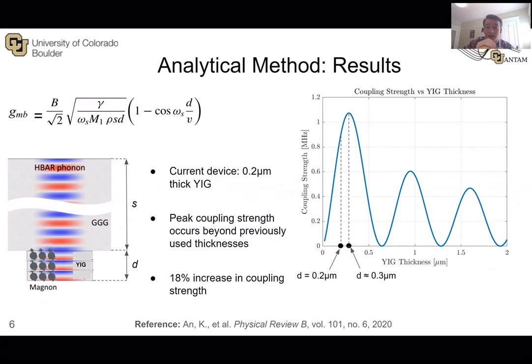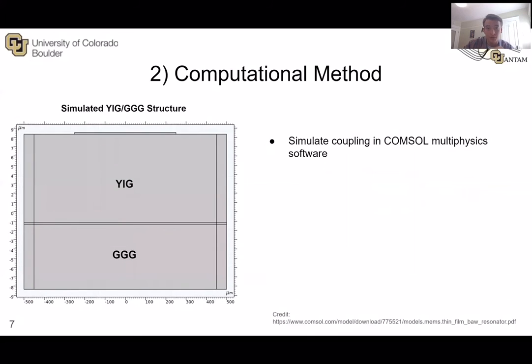So to help aid us in these simplifications and to help check these results, we have a second method, which is known as the computational method. In this method, I will simulate various different structures in COMSOL Multiphysics software using a finite element analysis method. Why this method is so good is because it doesn't require as many simplifications as the previous one, therefore making the results slightly more accurate.